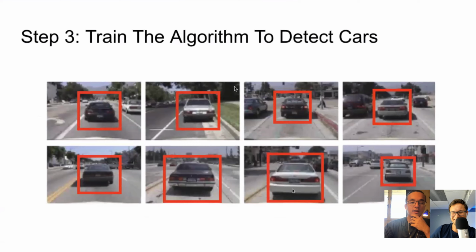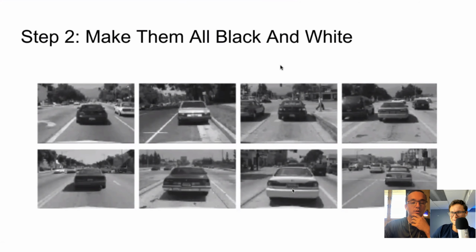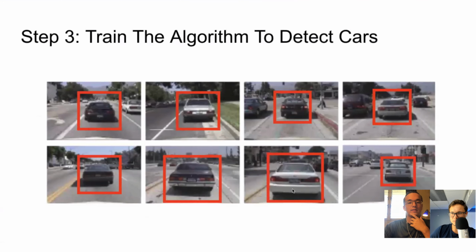And then step three, once we have all the images in black and white, like you get a bunch of car images and make them black and white, just like Tesla, then you're able to detect and track cars. Basically the same thing applies to pedestrians, but I'm just using cars as the example here. So that's the brief explanation of how it works overall.